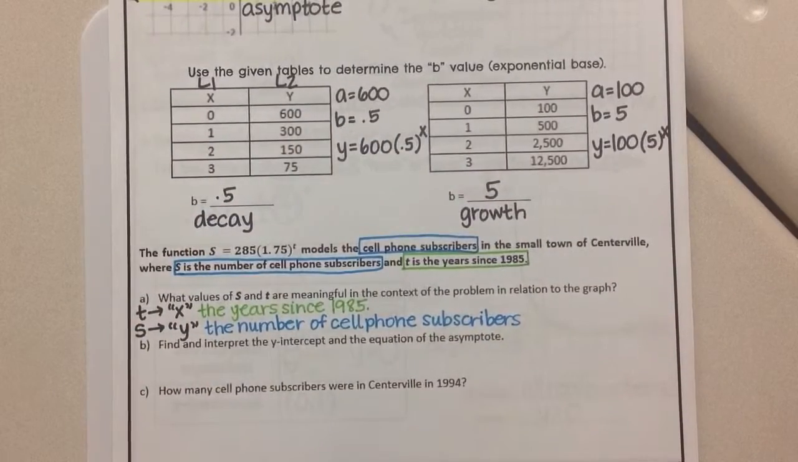Okay. So now I've told what values I can use for S. I've told what values I can use for T that I'm going to be using for this problem. So now let's look at B. Find and interpret the y-intercept and the equation of the asymptote.